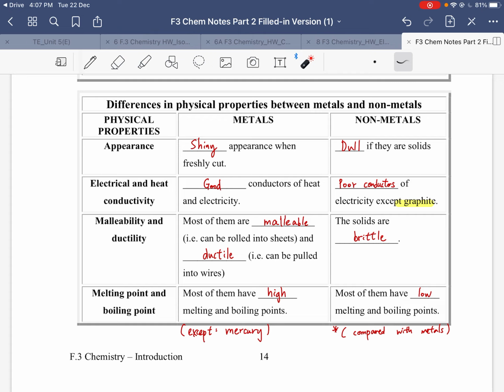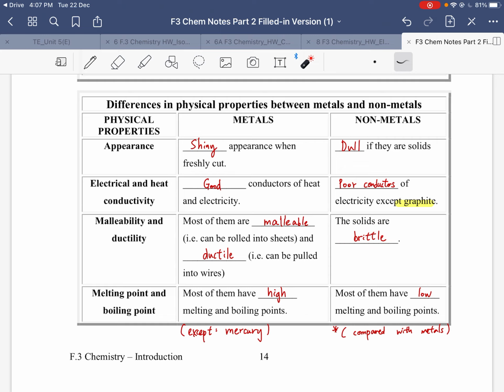Guys, malleability, ductility, you know it in the first lesson of chemistry in Form 3, but please specify. 拉長撳扁，邊個拉長邊個撳扁？Ductility means 拉長，malleability means 撳扁。Ductile, pull into wires, that means 拉長。Malleable, roll into sheet, that means 撳扁。But for solids of non-metals, guys, they are brittle, 易碎的，好易碎嘅. The solids of non-metals are brittle.